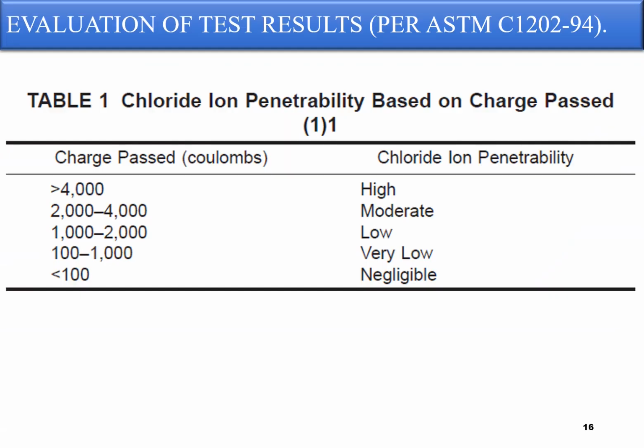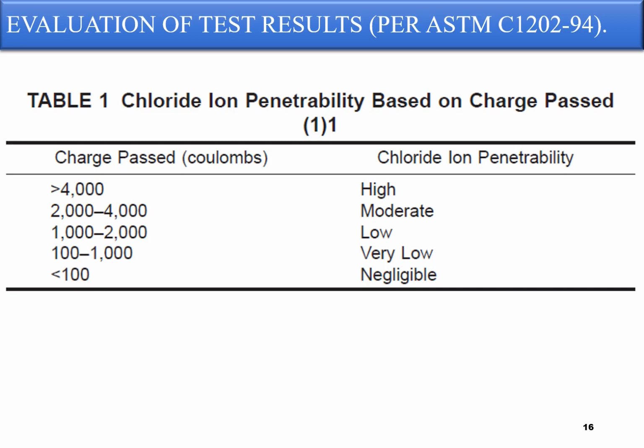The evaluation of the test results, or the significance of the test results, is as follows. If the total charge passed in coulombs is more than 4000, that means the chloride ion penetrability is very high. When it comes to 2000 to 4000, the RCPT value is moderate, or the chloride ion penetrability is moderate. When it comes to 1000 to 2000, it is low. What is required is low and very low.